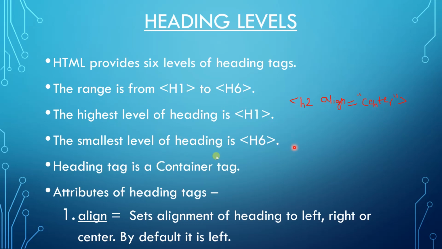Okay, so this is the heading tag. So how many levels of headings are there? 6 levels, and the range is from H1 to H6. Highest level is H1, smallest is H6, and heading is a container tag, meaning it has the closing tag. Okay, see, here after you write the heading text, you have to close H2. Okay, then the attribute of heading is only one attribute I have given here, that is align. It is used for setting the alignment of the heading to the left, right or center, and by default it will always be left. Okay, now let's move further and see the HR.